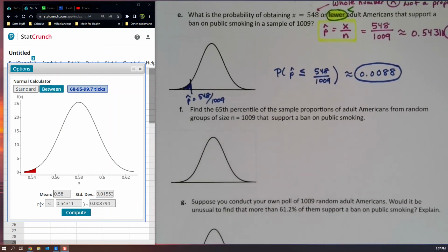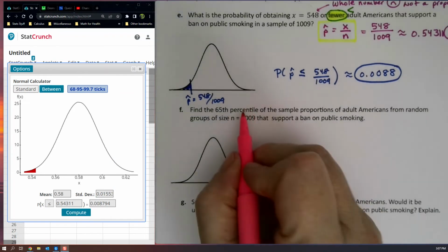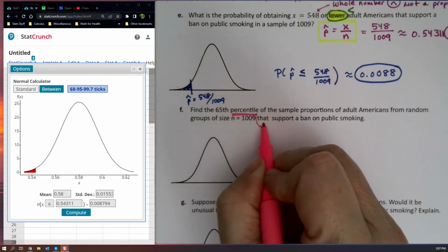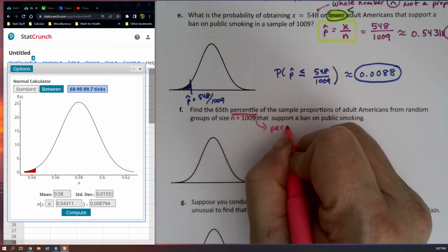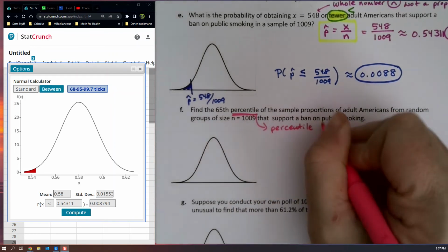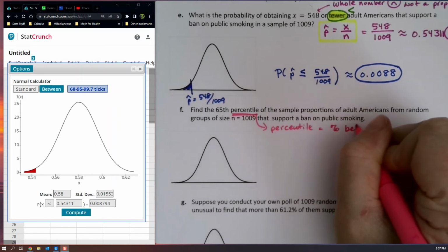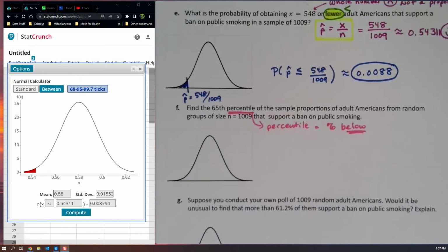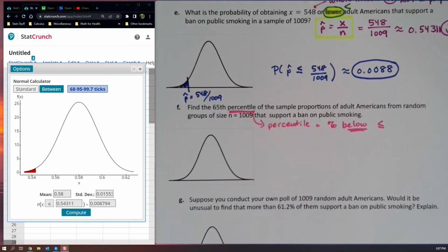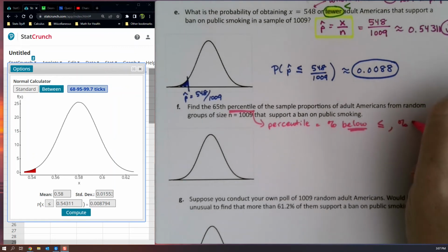All right, moving on to letter F. Let's find the 65th percentile of the sample proportion of adult Americans. Remember, never forget, percentile is always the percentage below you. Let me write it down. So this is always going to be a less than. The percentage is given. It's 0.65.